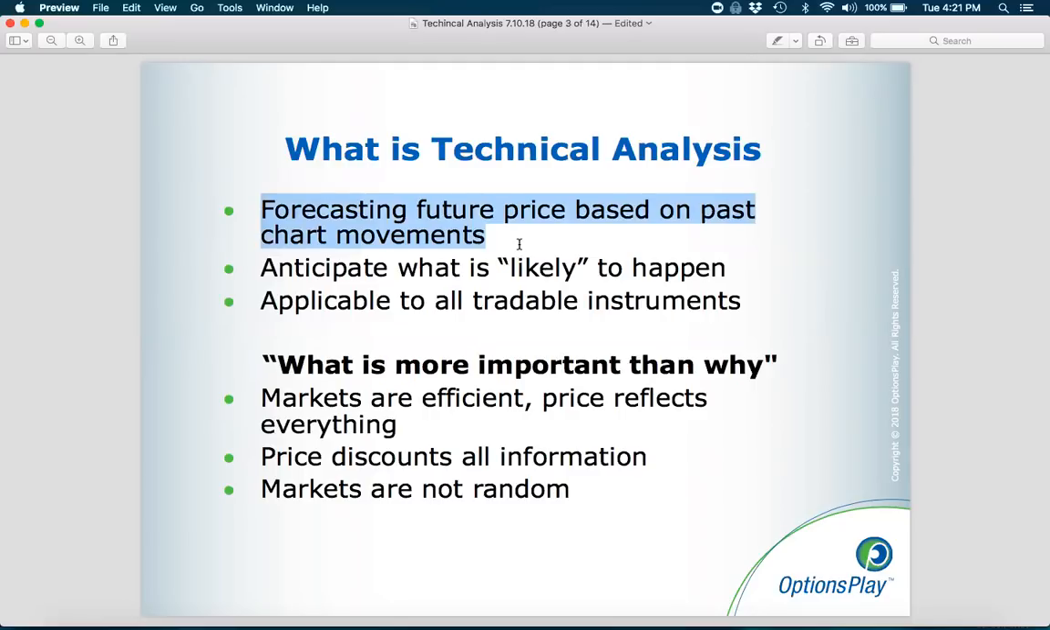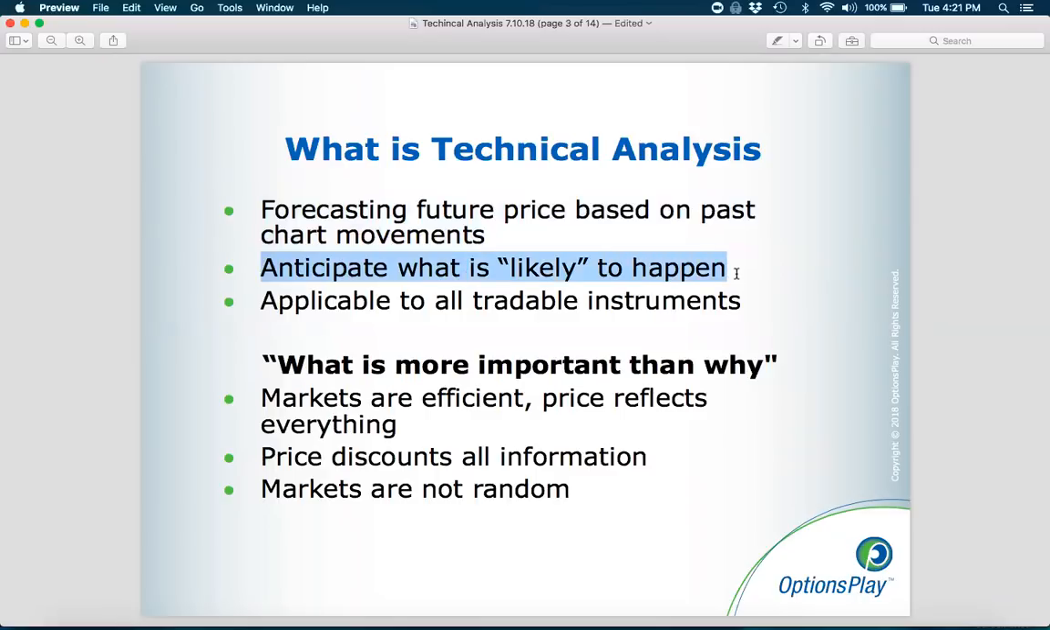Technical analysts are an interesting breed, because typically technical analysts tend to be fairly analytical when it comes to how they approach the markets. Charting is certainly a very subjective thing. It's not objective at all. Two people looking at the same chart may have very different opinions as to where the stock is going to go.